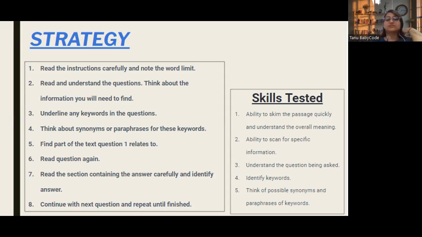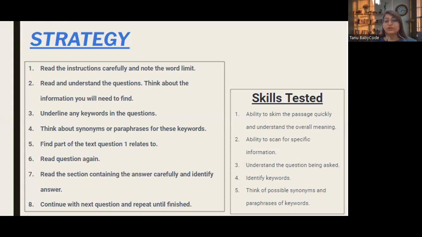Find part of the text question number one relates to. Once you underline your keywords, start looking at the paragraph and see if you're able to get the answer or not. Read the question again. Read that section containing the answer carefully and identify your answer and choose your answer. Continue with the next question also and repeat again until you are able to find all the answers correct.